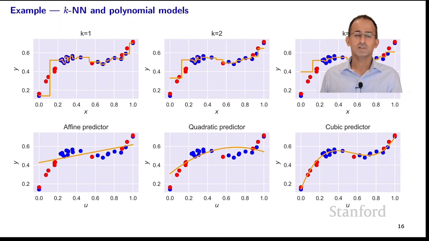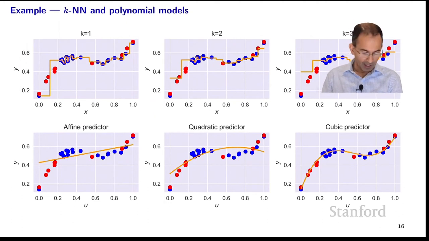So here is the performance of two of our favorite classes of predictors on that data set. Here on the top row, we have the k nearest neighbor predictors when k is 1, 2, and 3. And on the bottom row, we have the affine predictor, the quadratic predictor, and the cubic predictor. We can see right here that in the top left plot, the k nearest neighbors predictor when k is 1 does perfectly on the training data.